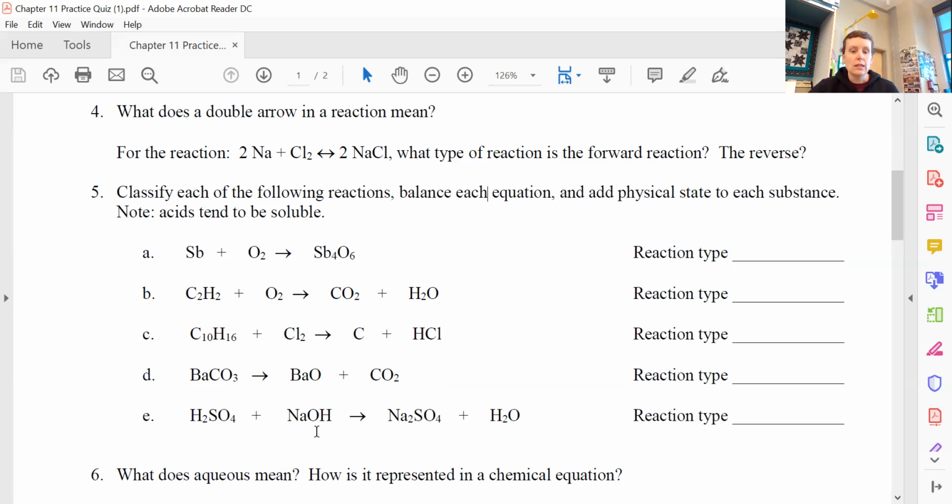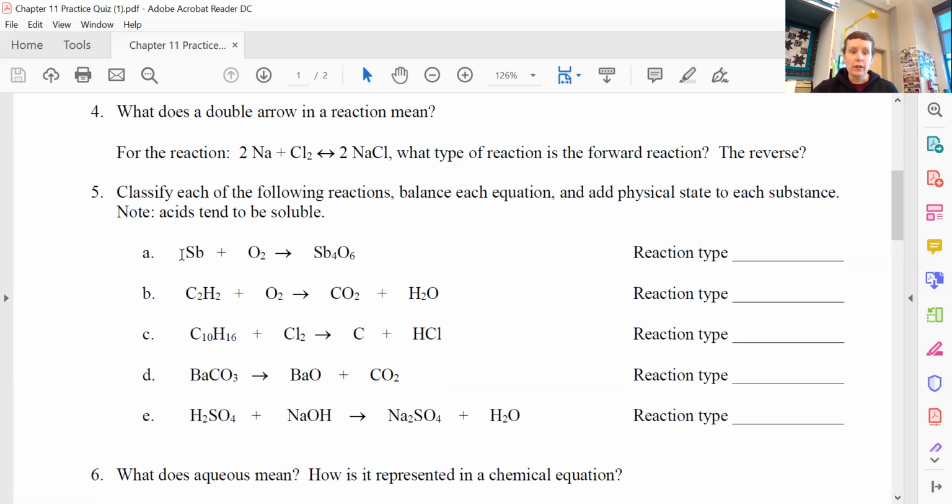Part E, double replacement. Everything before the arrow is aqueous. After the arrow, we're looking for one aqueous. This one has an alkali metal, so this one's aqueous, and we know water's a liquid. Okay?